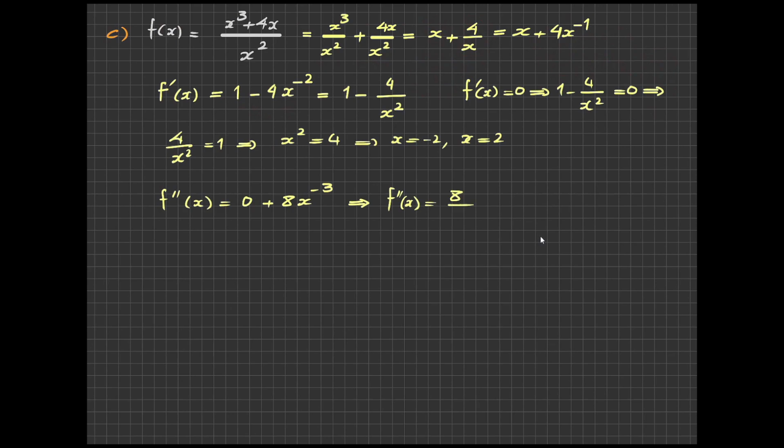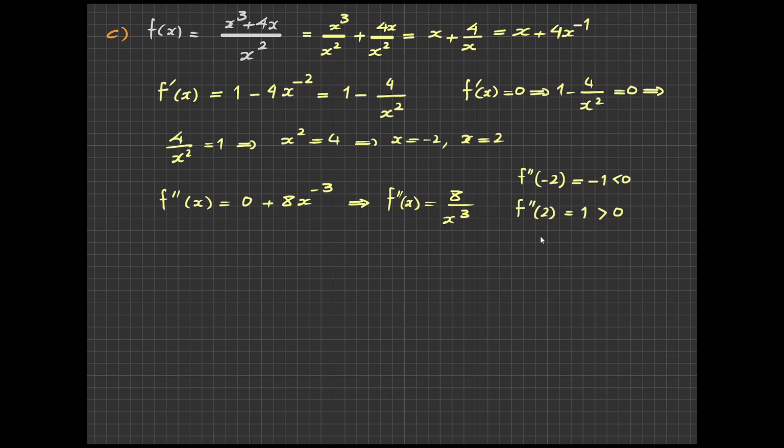8 over x to the power of 3. Now, if I calculate f double prime at minus 2 that I found here, it becomes negative 1, which is negative. Negativeness is important. The value is not that important here. So f double prime of 2 becomes 1. This is positive. Whenever it is positive, that point corresponds to a minimum point.